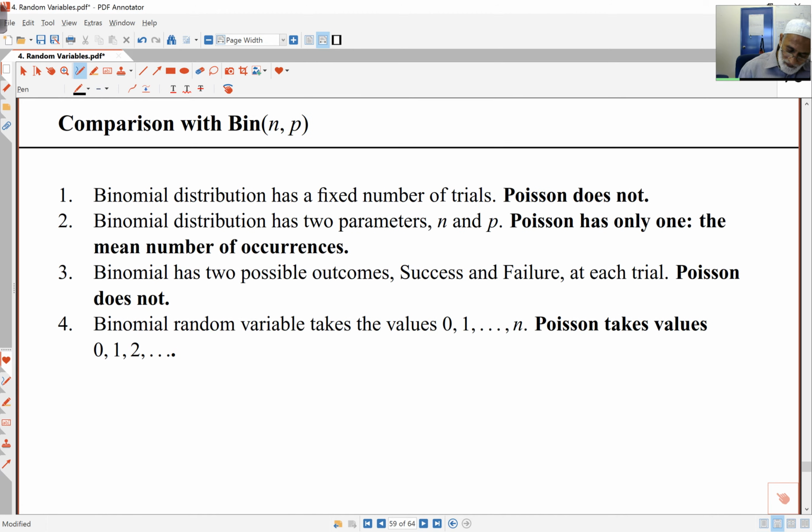Comparison with binomial: often people, or students, confuse binomial and Poisson. The difference here is that binomial has a fixed number of trials. Poisson doesn't. Binomial has a probability of success and a number of trials. Poisson doesn't. Poisson just tells you the mean number of occurrences. Binomial has two possible outcomes. Poisson doesn't. And binomial can take only values between 0 and n. Poisson can keep going on forever, in principle at least. So be careful not to confuse the two.